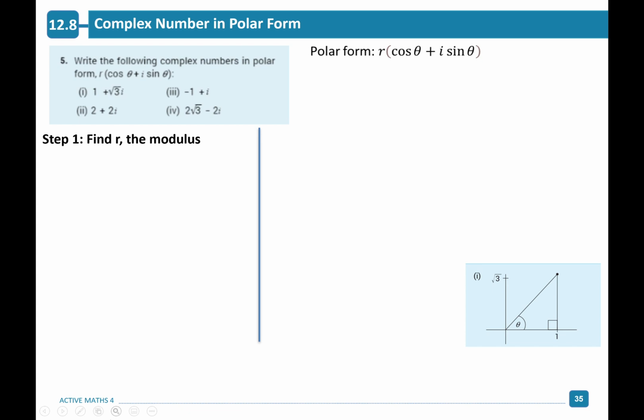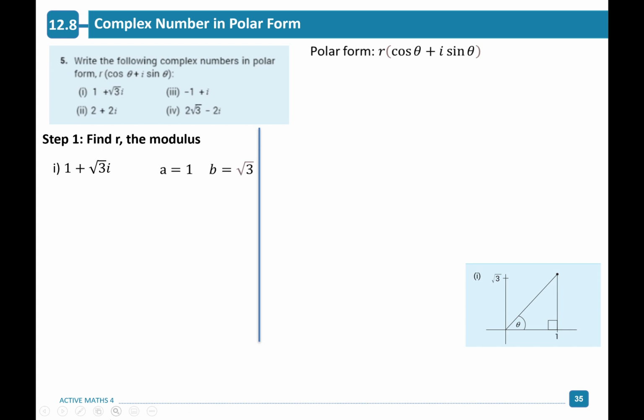Let's look at an example question. Question 1. Write the following complex numbers in their polar form, r times cos theta plus i sine theta. Let's look at part 1. To write this in polar form, we're going to follow these steps. Step 1. We're going to find r, the modulus of this complex number.